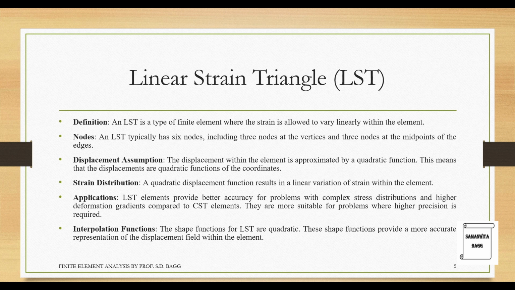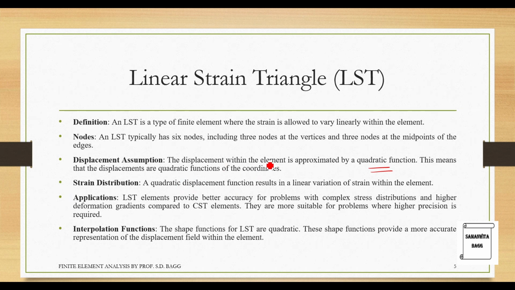Displacement assumption. The displacement within the element is approximated by a quadratic function. This is very important. Where we were talking about a linear function in the case of CST, here it is going to be a quadratic function. This means that the displacements are quadratic functions of the coordinates. Strain distribution. A quadratic displacement function results in a linear variation of strain within the element. Since it is quadratic, when you differentiate it, what you will get is a linear variation.